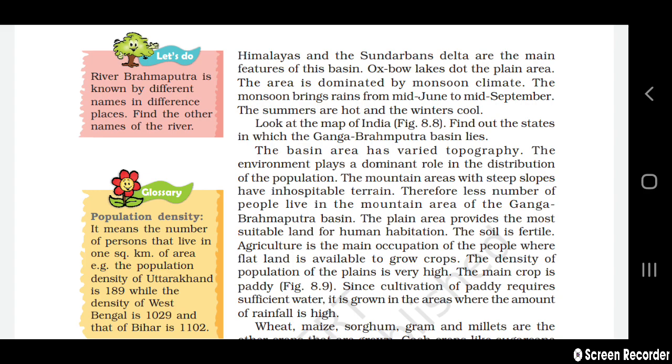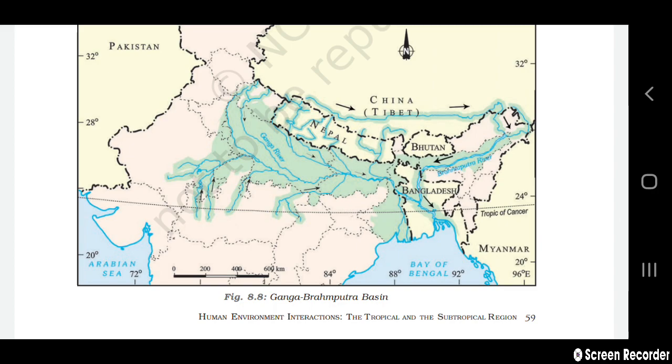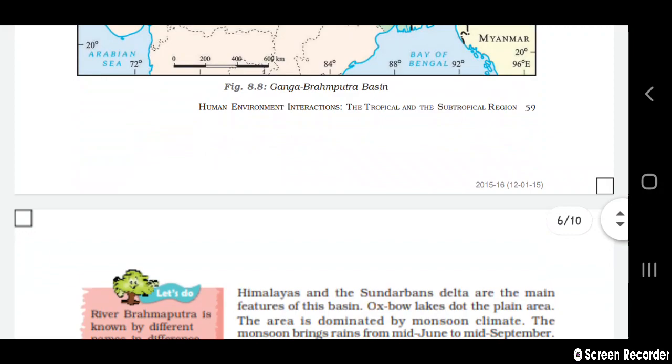So looking at the map of India that is given here, we have to find out the states in which the Ganga Brahmaputra basin lies. Some of it is in Nepal, and also in some places like Tibet.